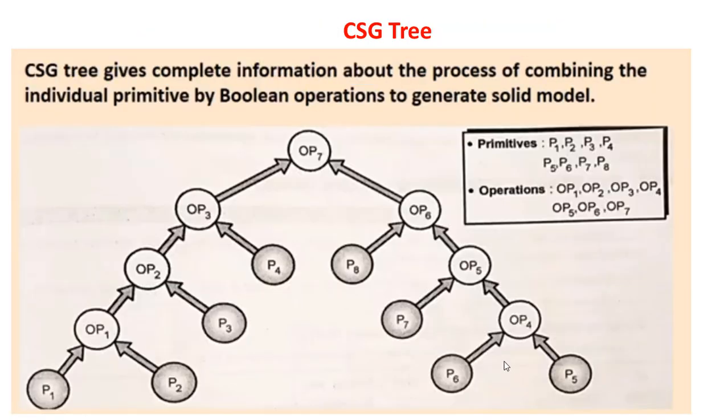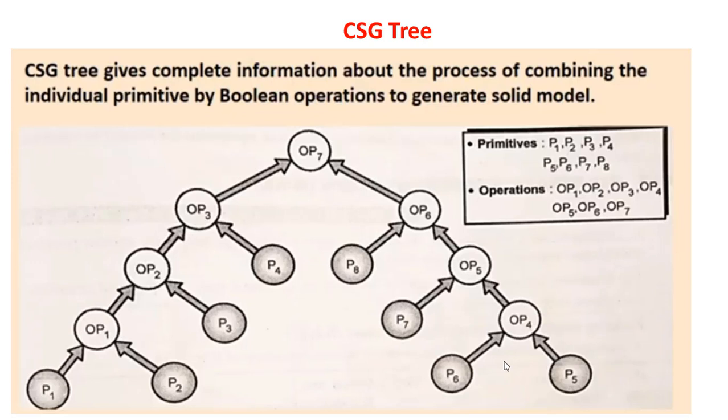So here a CSG tree is given. The CSG tree gives complete information about the process of combining the individual primitives by Boolean operations to generate the solid model. So whenever we want to generate any solid model or any object, in that case we can use such type of CSG tree.